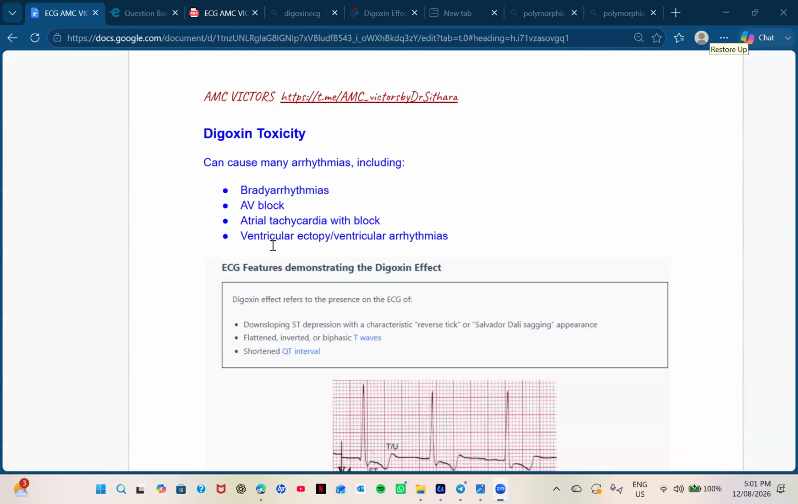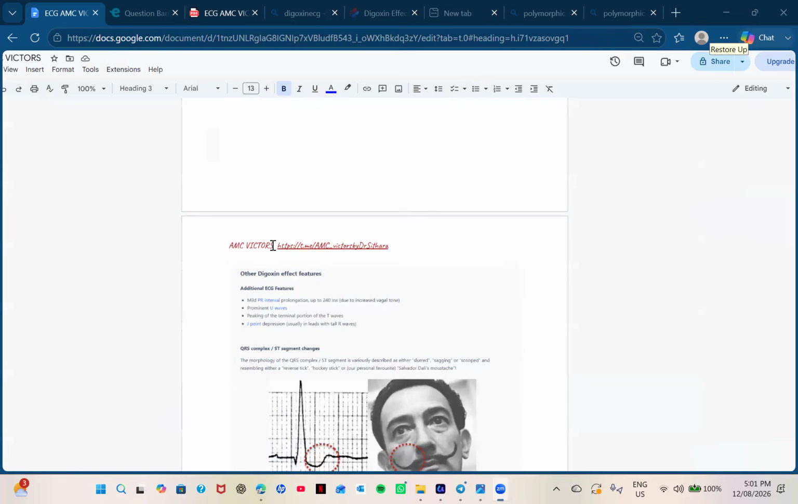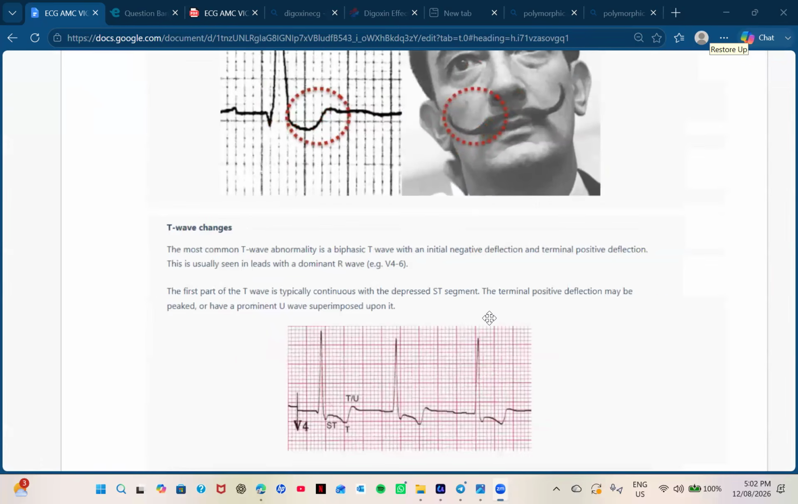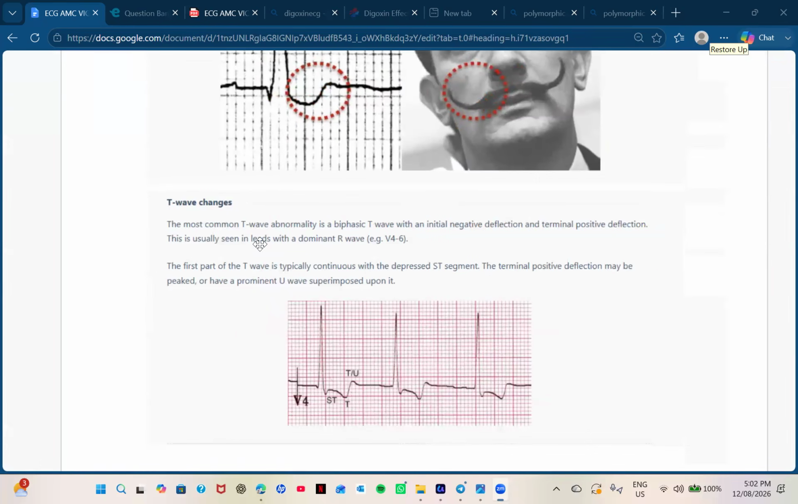Usually atrial tachycardia with AV blocks are the things that you can see. Here you can also see the digoxin typical effect, because a patient taking a normal therapeutic dose already has this reverse tick sign, and then there's the overdose. Other than this, there can be AV blocks and ventricular ectopics. Biphasic T wave: here the T wave changes.